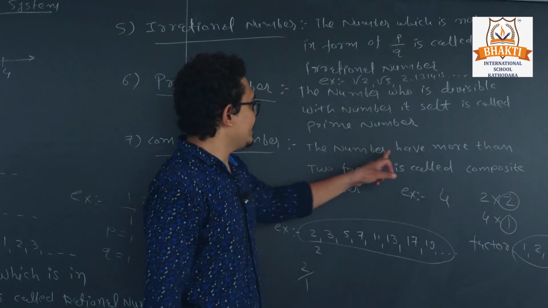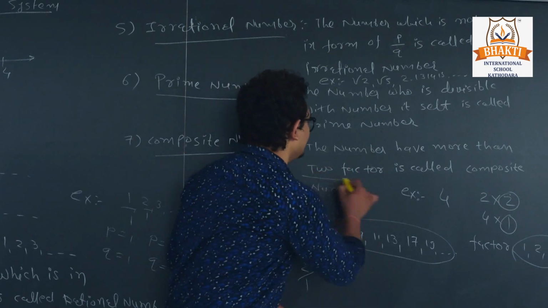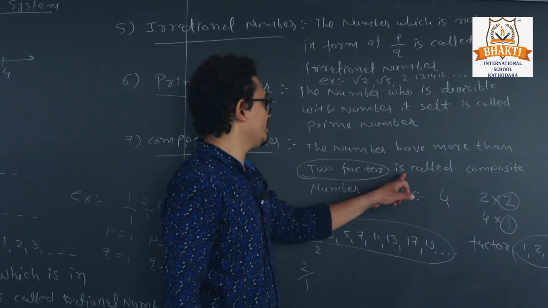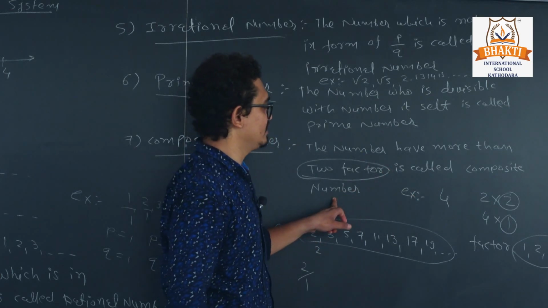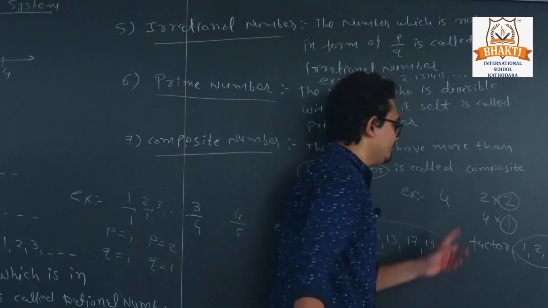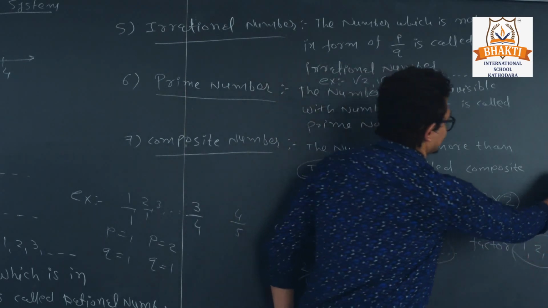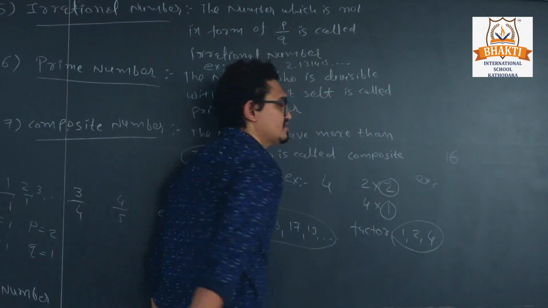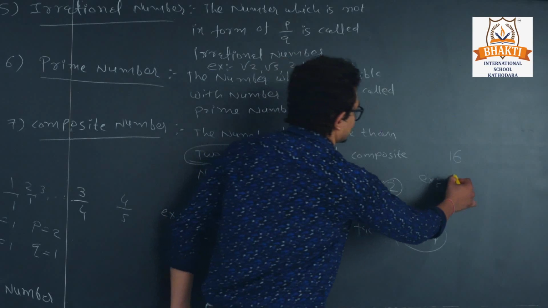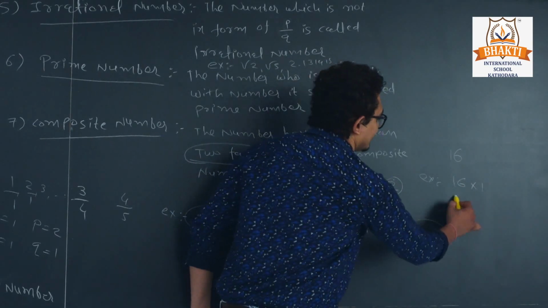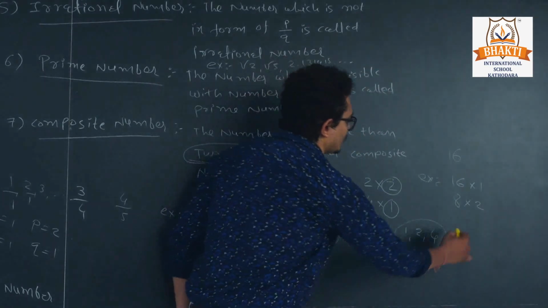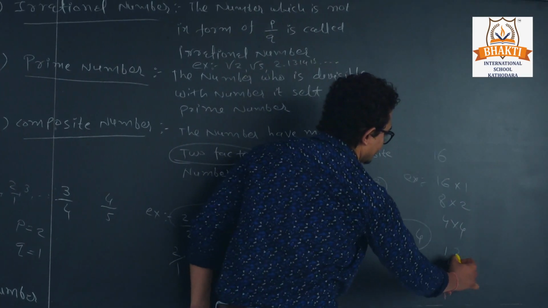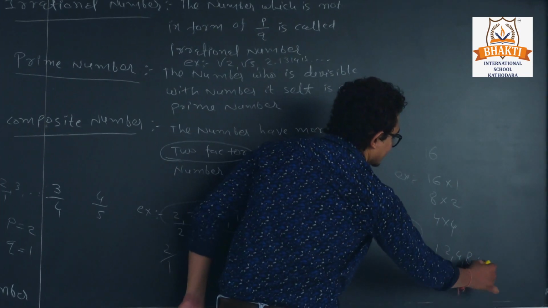So the number has more than 2 factors. You need to remember that one term only. The number that has more than 2 factors is called the composite number. We take one more example so you can get the idea. Suppose we take 16. First of all we take its factors. 16 1s are 16, then 8 2s is also 16, 4 4s is also 16. So the factors of that number are 1, 2, 4, 8 and 16.